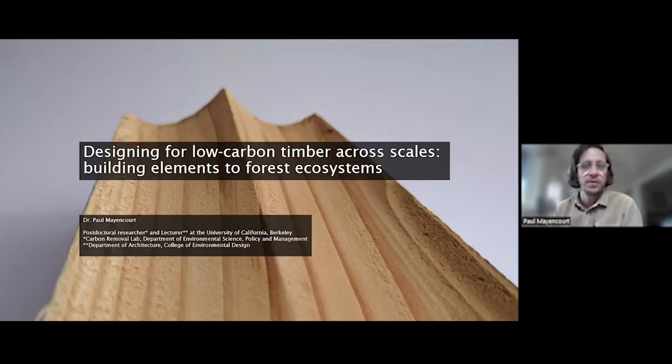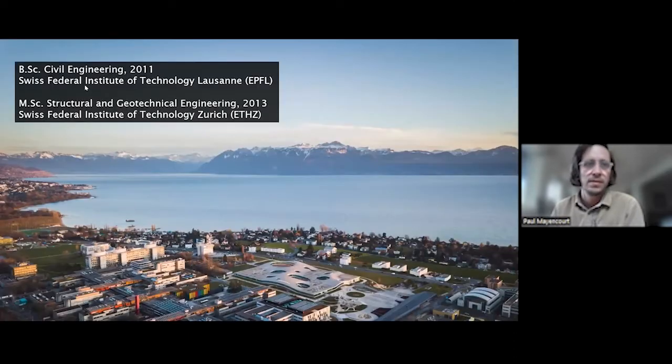My lecture is focusing on designing for low carbon timber across scale. And I'm going to talk about different scales of design. The first one will be building elements, and I'm going to go all the way to forest ecosystems and how we can consider forests into how we think about buildings. And I just want to start a bit with my background.